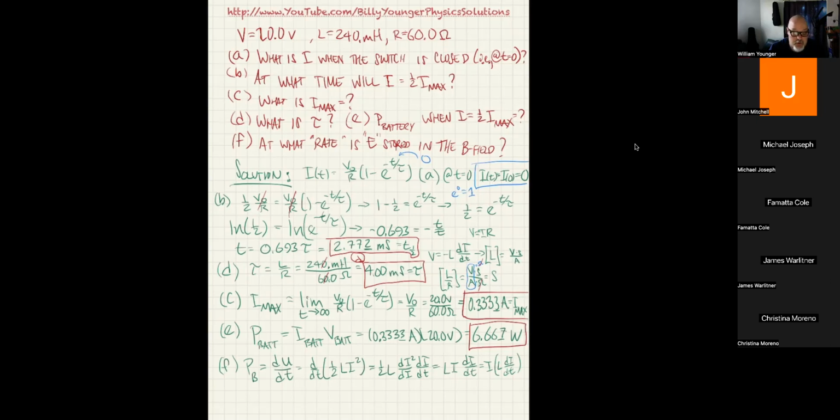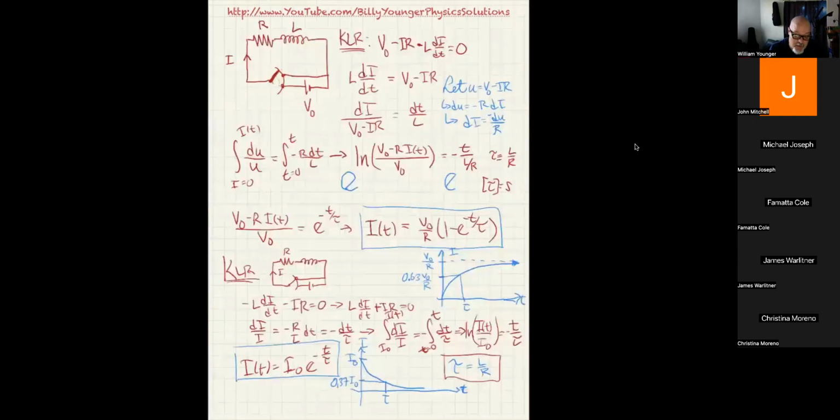So you can put that in for I. L is the actual inductor, the 240 millihenries, and then dI/dt is just the derivative that you get from looking at the expression for I, which is V0 over R times parentheses 1 minus e to the negative t over tau. Or you can just take this whole part, L dI/dt, and look at the original differential equation that we solved in working the circuit. In that equation, we had L dI/dt equal to V0 minus IR. So that way works as well.